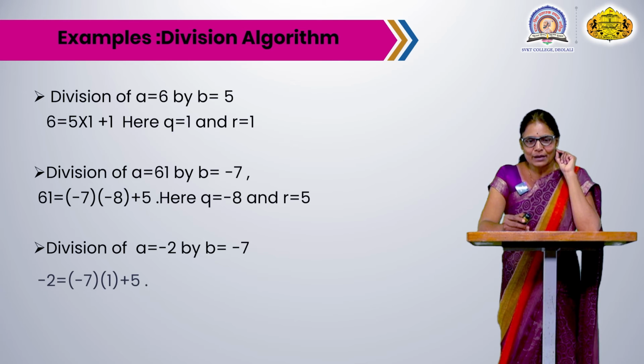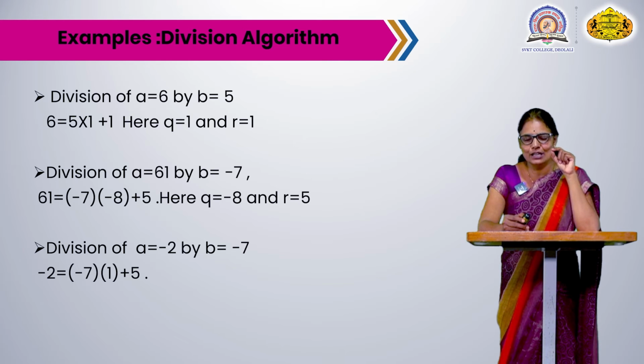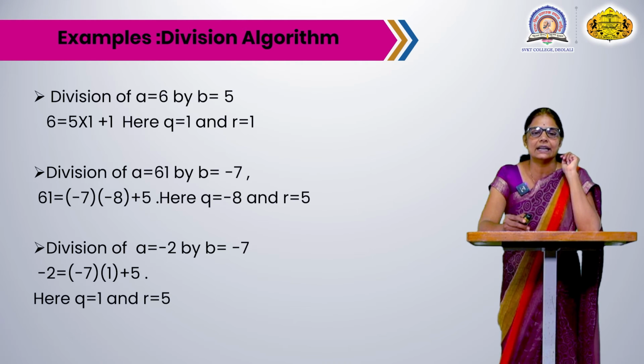So minus 2 can be written as minus 7 into 1 plus 5. If you consider the left hand side, solve it, it can be written as minus 7 into 1 plus 5, which is minus 2. So first thing here, quotient is 1 and remainder is 5, which is greater than or equal to 0, and it should be strictly less than mod b, that is, less than mod of minus 7, that is 7. It is true. So here quotient is 1 and remainder is 5.